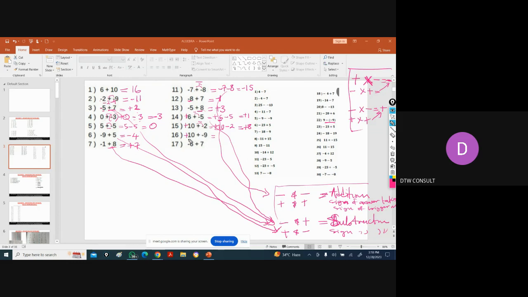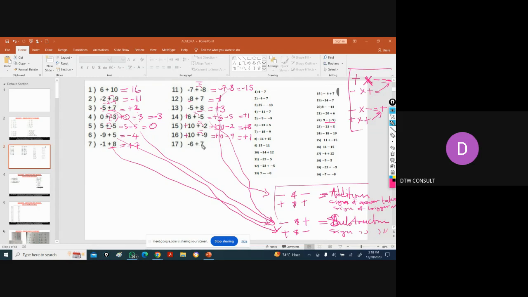The same thing here. We have positive 10 plus this. We multiply this sign. We have negative. This is a positive 10, negative 9. We do what? We subtract. We get a 1. And the sign will be what? A positive.